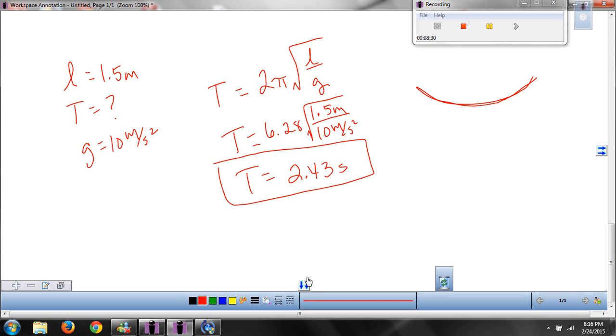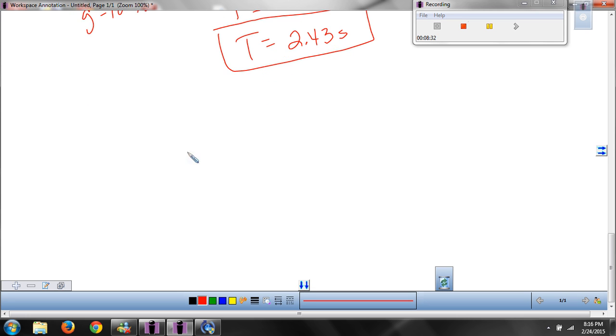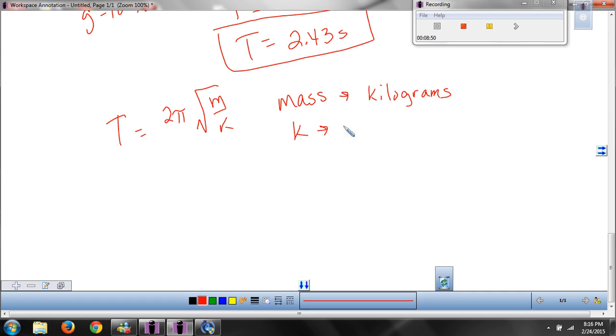All right. Now if we talk about a spring, M is the mass in kilograms that's attached to the spring and is going to cause it to oscillate. K is the spring constant. And that's a specific value for a specific spring. I think you did a lab over this, so it shouldn't be too surprising for you.